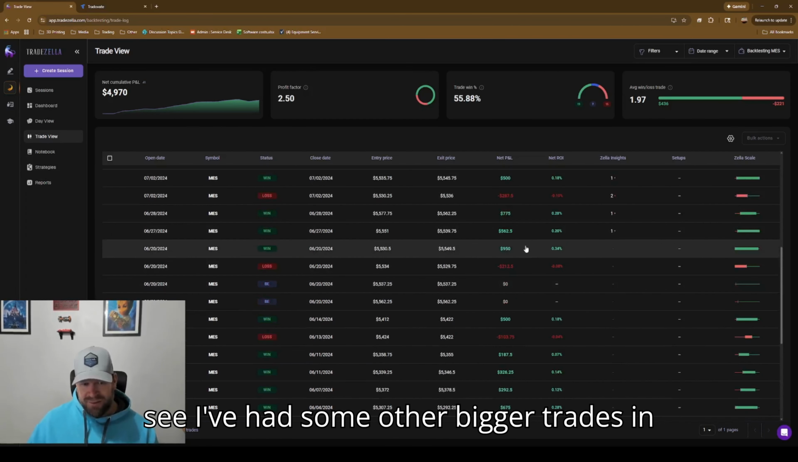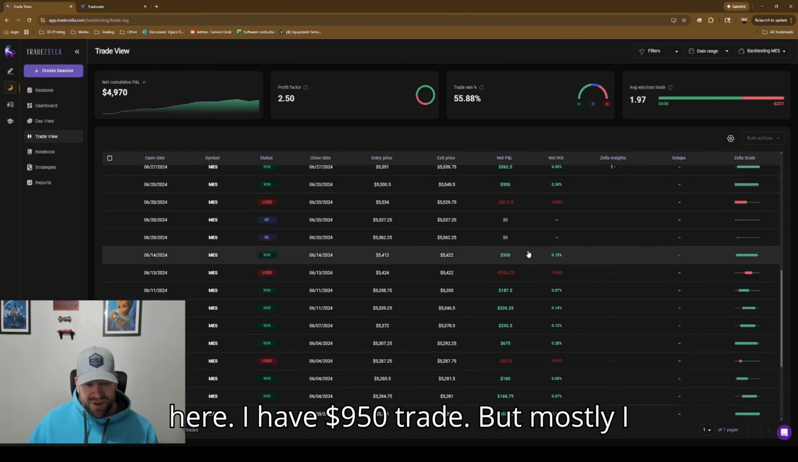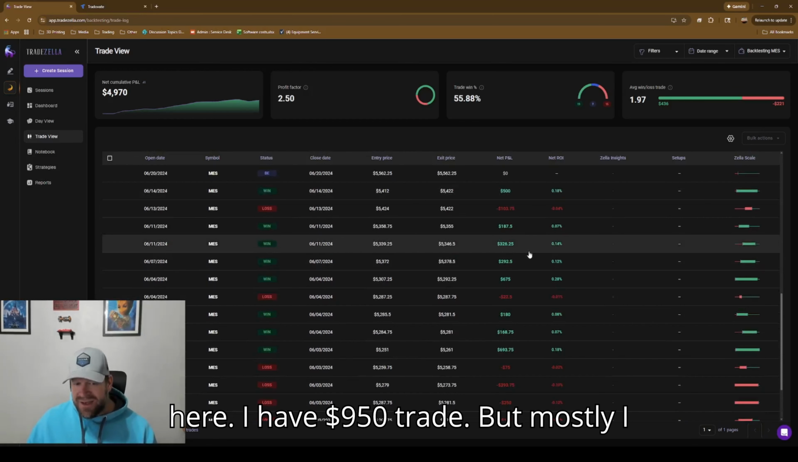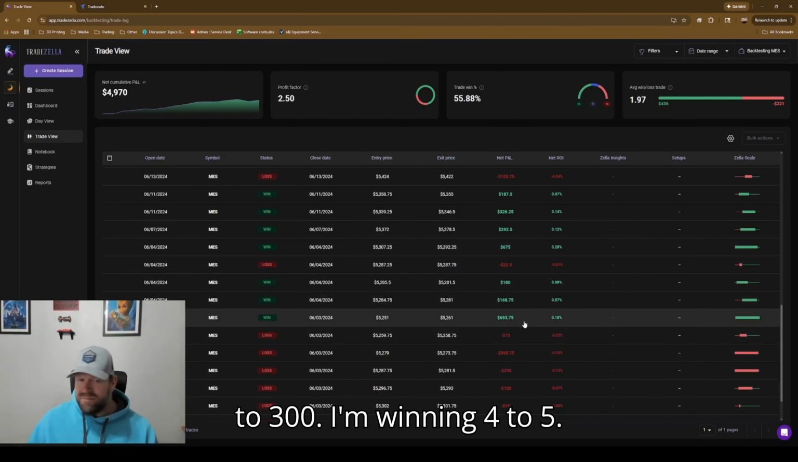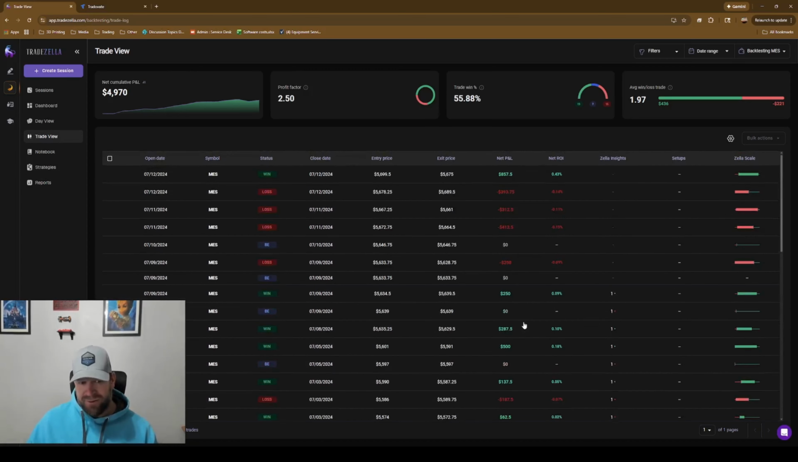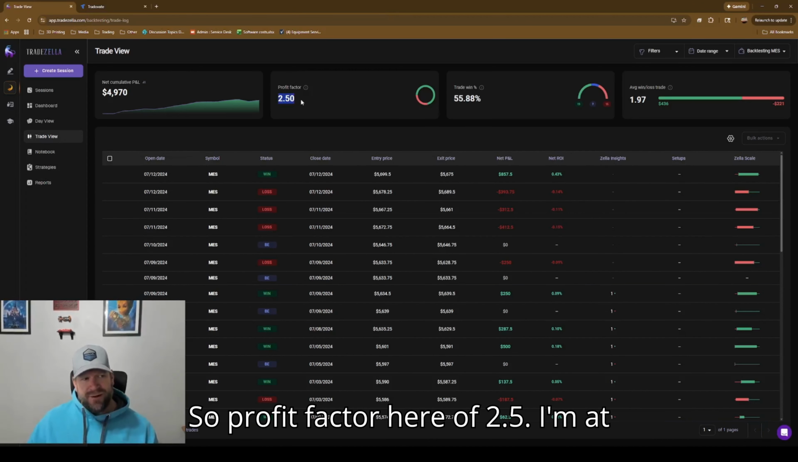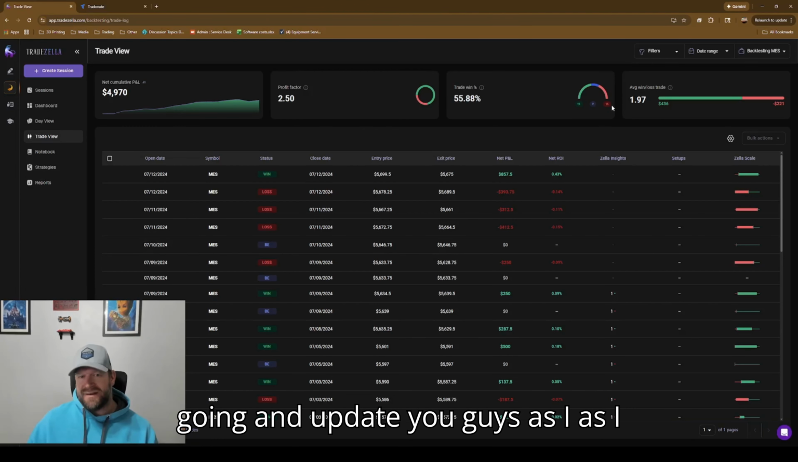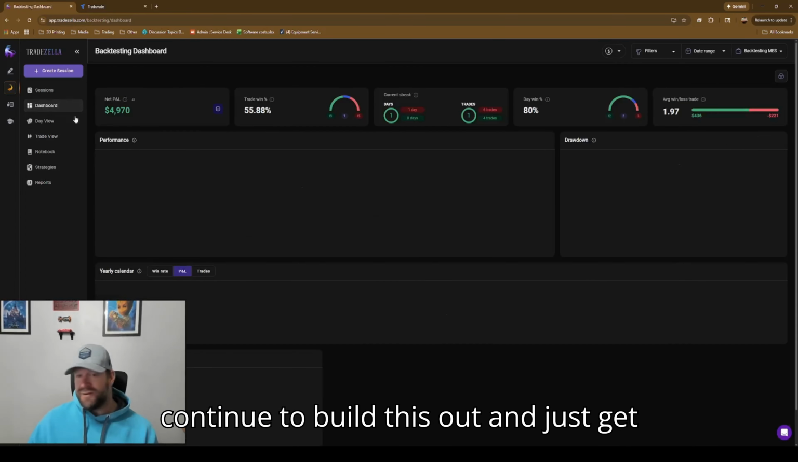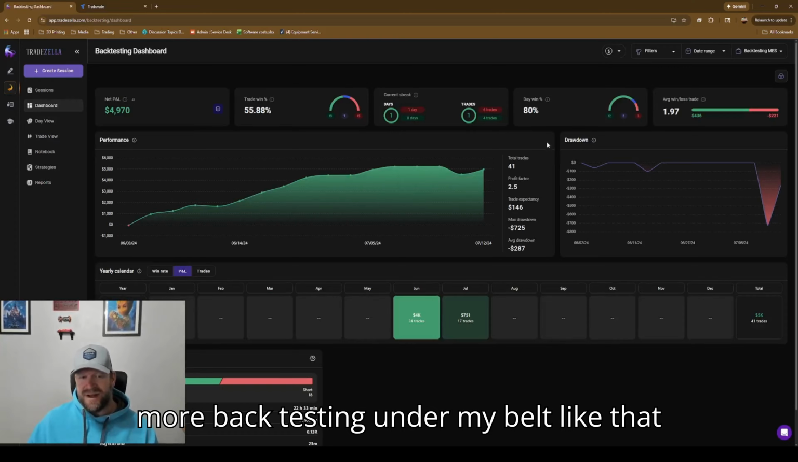And you can see I've had some other bigger trades in here. I had a $950 trade, but mostly I keep my trades pretty small. I'm losing 2 to 300. I'm winning 4 to 5. That's kind of where I'm at. So profit factor here of 2.5. I'm at nearly 5,000, and I'll keep this backtest going and update you guys as I continue to build this out and just get more backtesting under my belt.